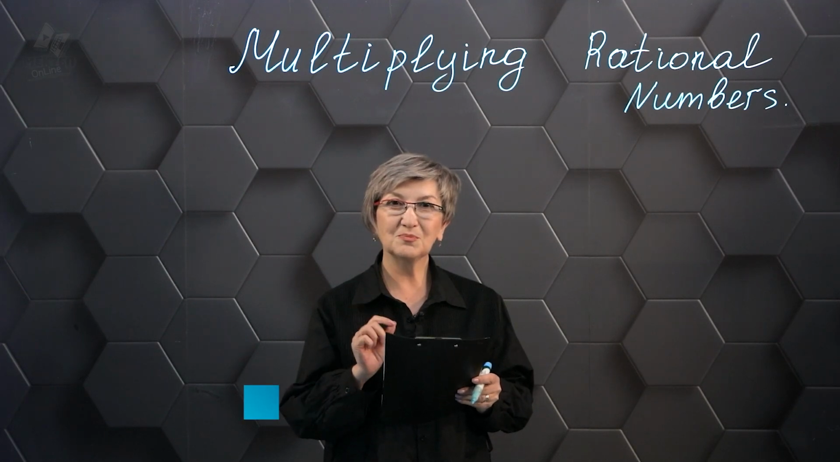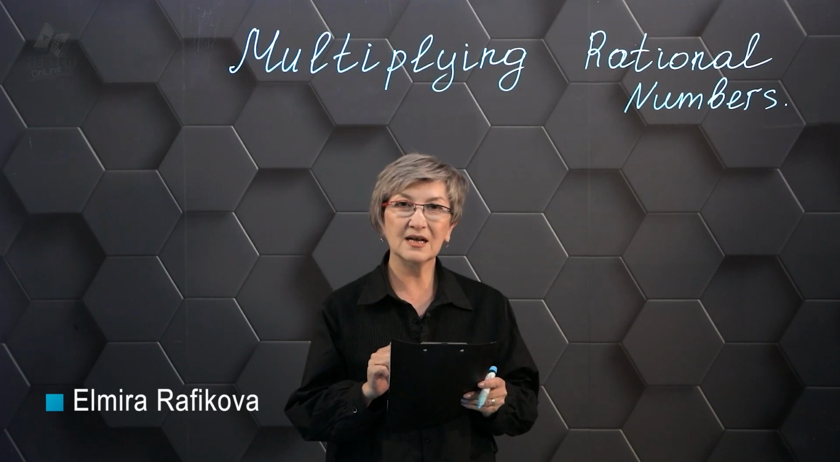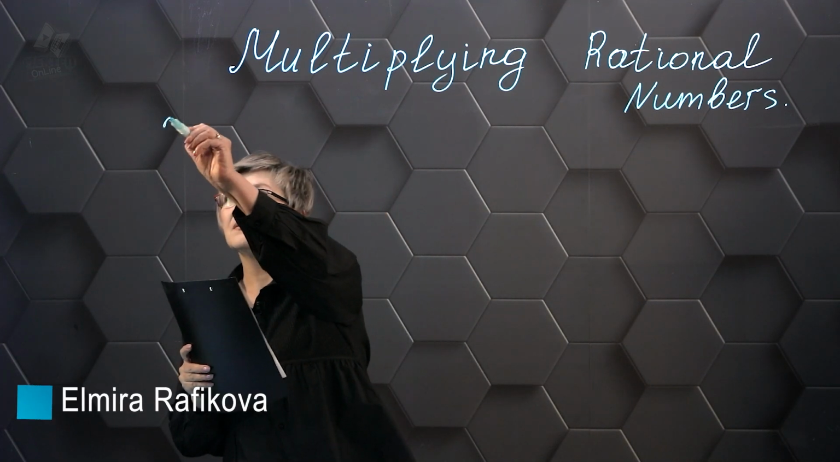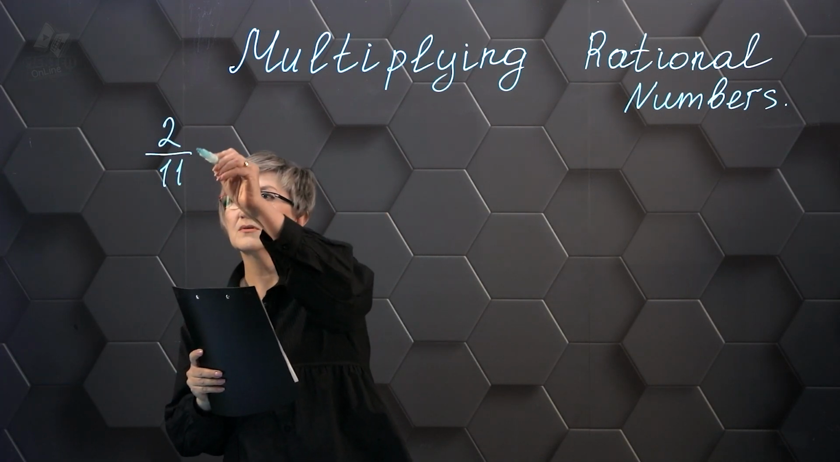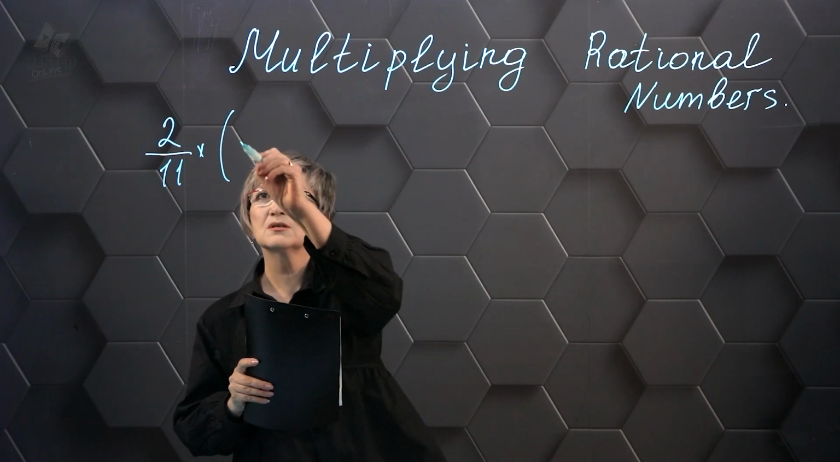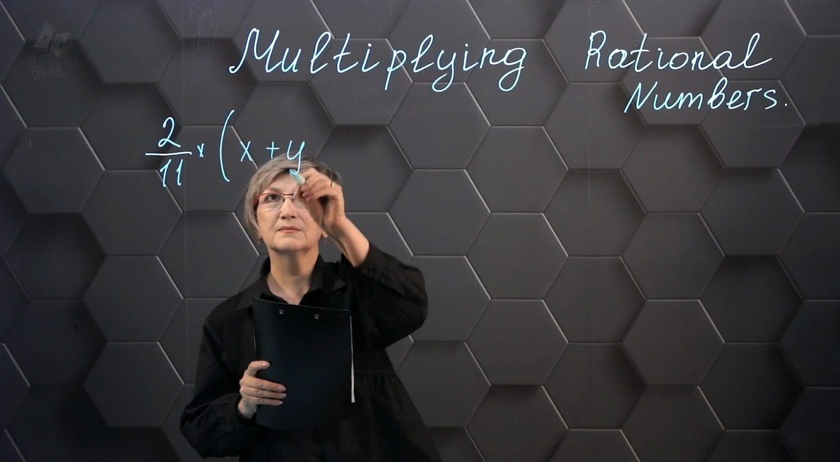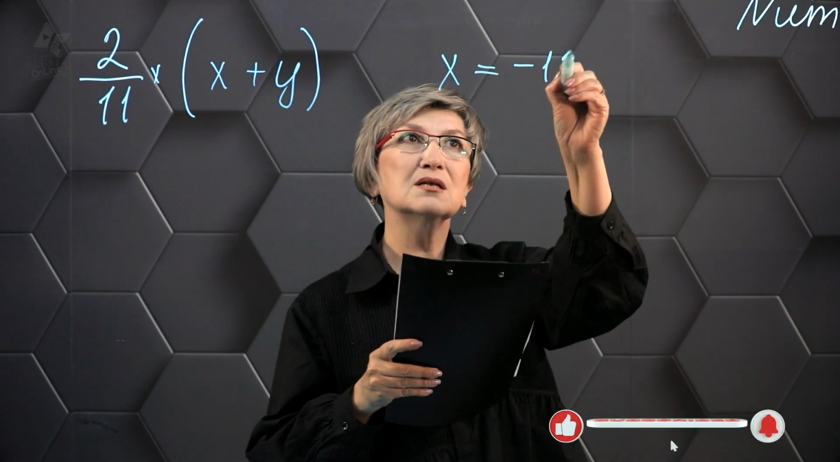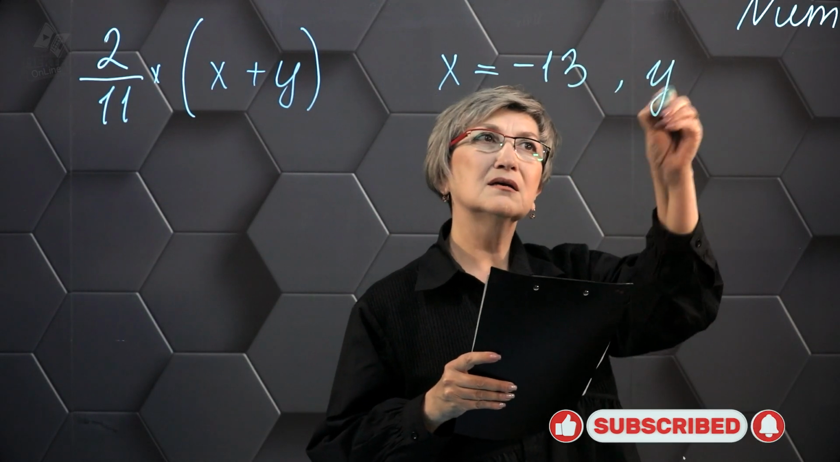Today in the lesson we will solve examples on multiplication of rational numbers. The example looks like this: 2/11 multiplied by the sum of the following numbers, x plus y. And we need to find the value of this expression if x is minus 13 and y is 2.